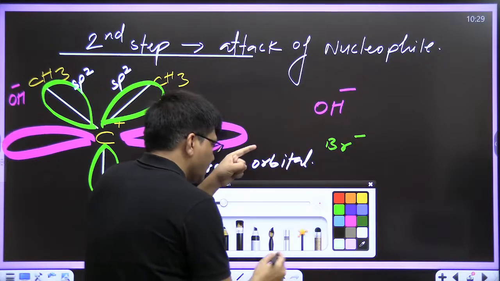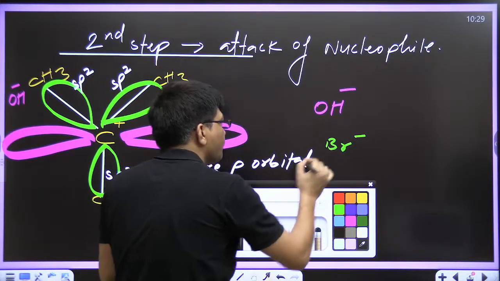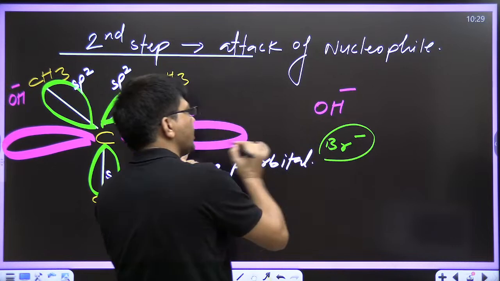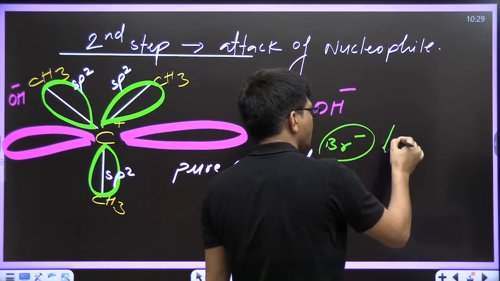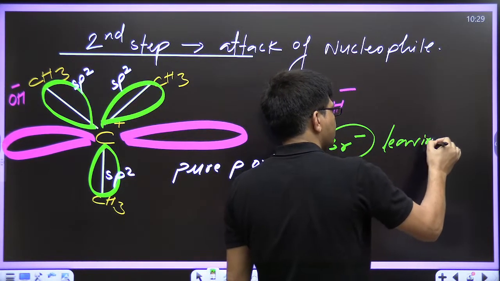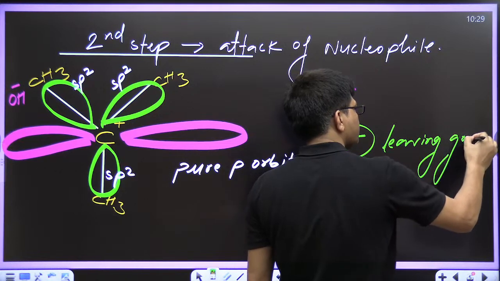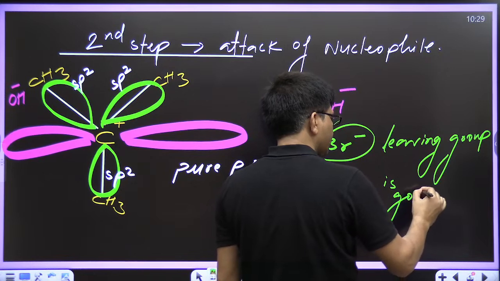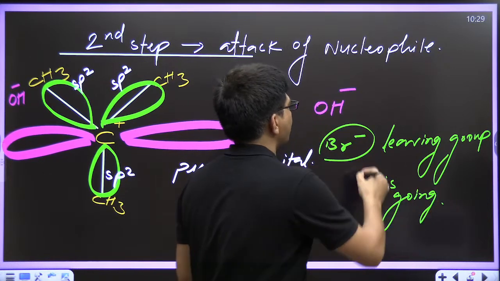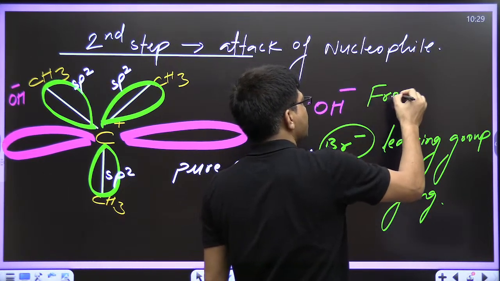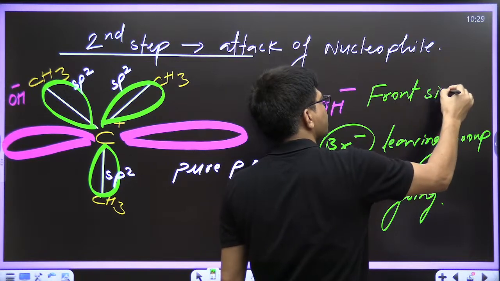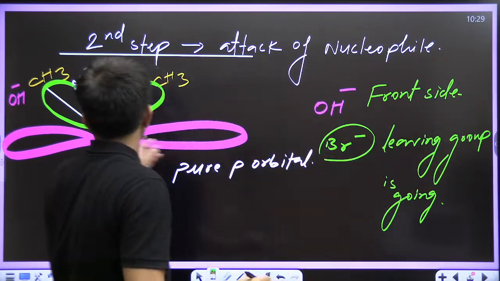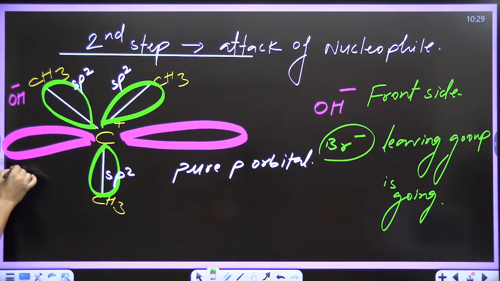This is the leaving group. From whatever side the leaving group is going, that will be known as the front side. This is your front side. And the opposite of that, 180 degrees of that, will be known as the back side.